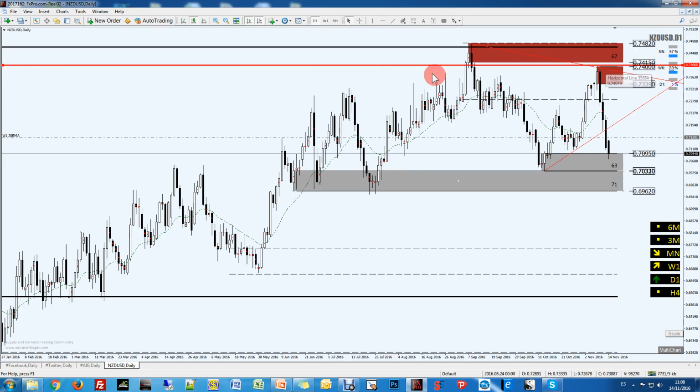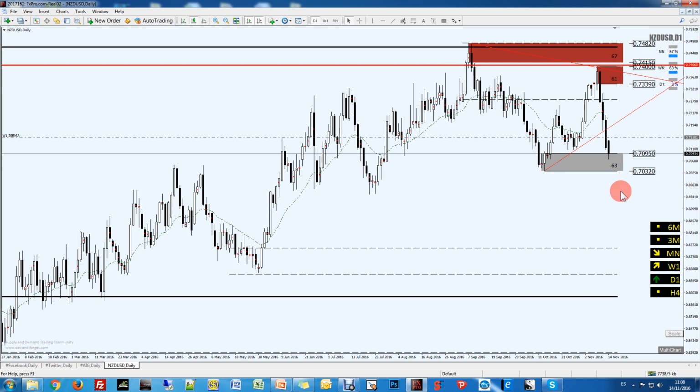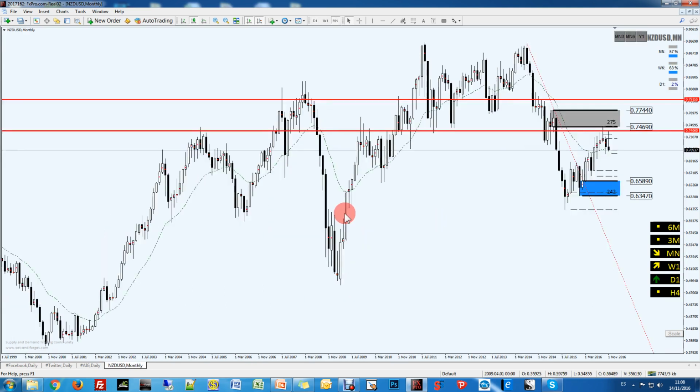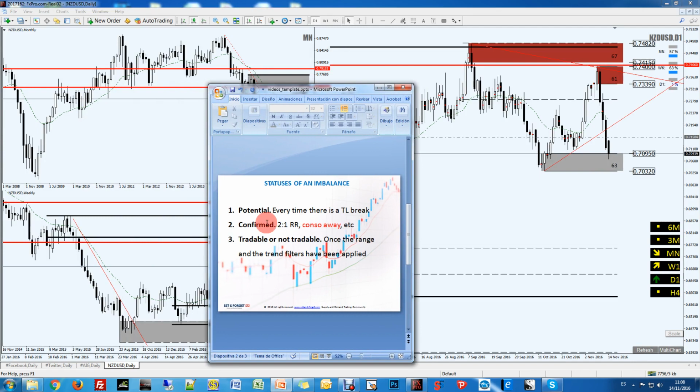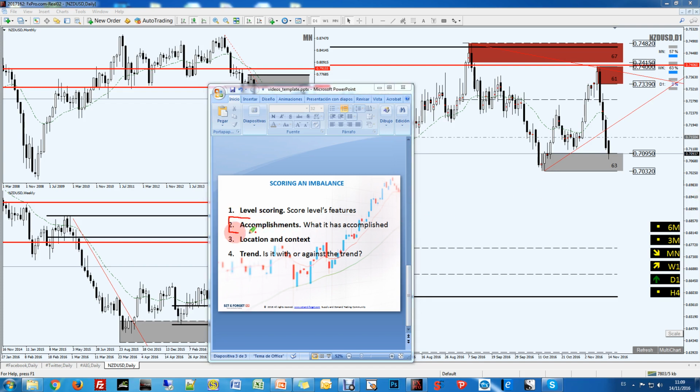So this is what we have to do every single time we look at a chart. We do a top-down analysis, okay? Top-down analysis, and we score the levels. We locate potential levels that later on are confirmed, and then we decide if they are tradable or not, depending on their scoring. We score the level by its features: the time at base, the departure, risk reward, profit margin, the freshness or originality of the level, and then we look at the accomplishments.